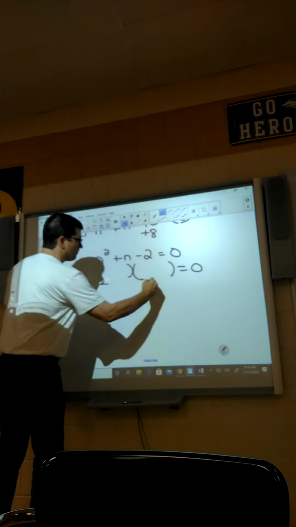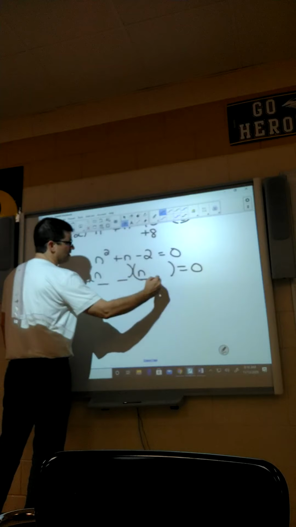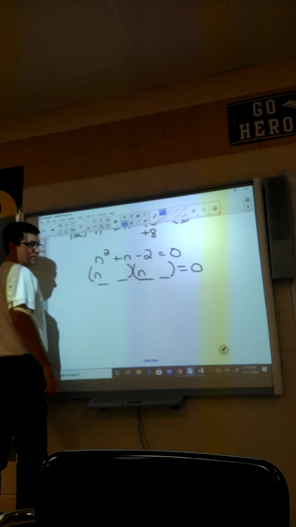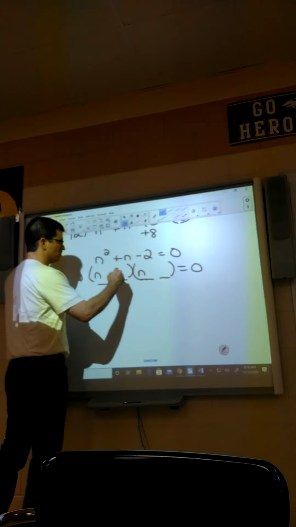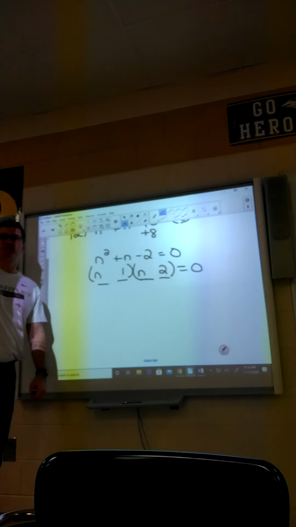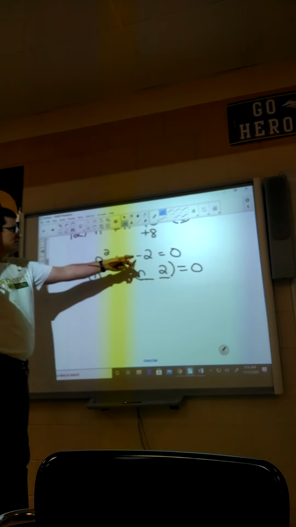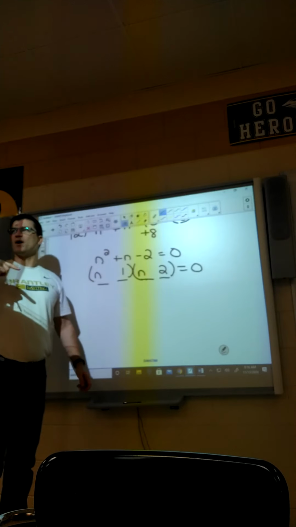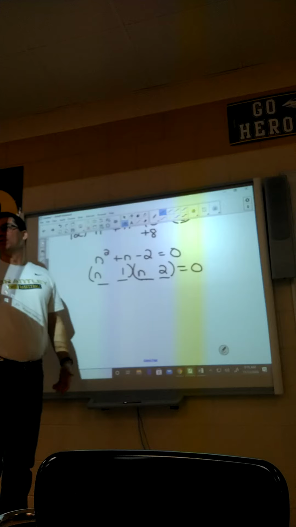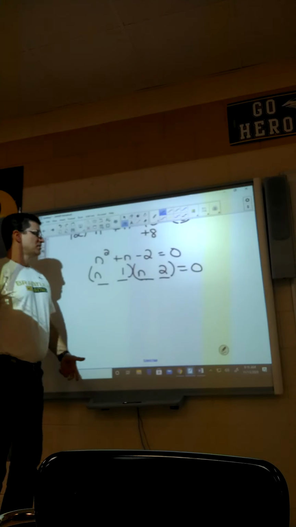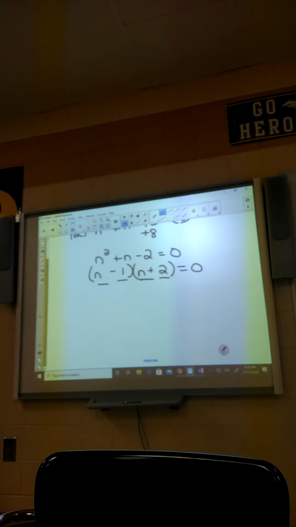What goes here and here? n times n. What goes here and here? I can only think of one thing you can multiply together and get 2: 1 times 2. Are my signs the same or are they going to be different? The second sign's minus, so which one gets the positive and which one gets the negative? 2 gets positive, 1 gets negative. That stuff y'all should already know how to do. That's what we tested on the other day.